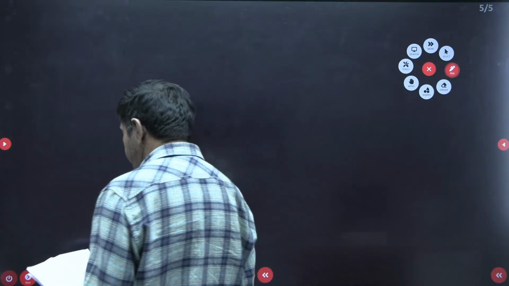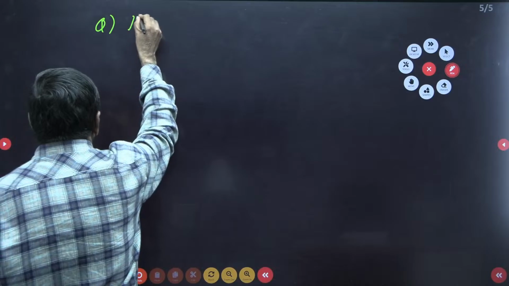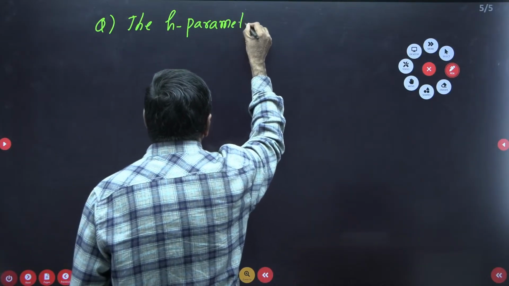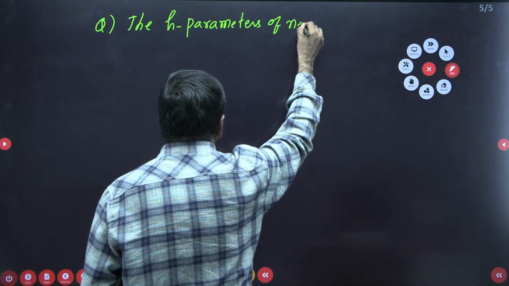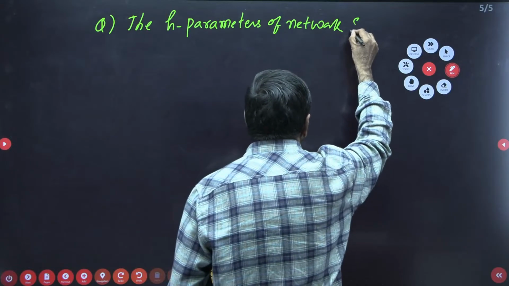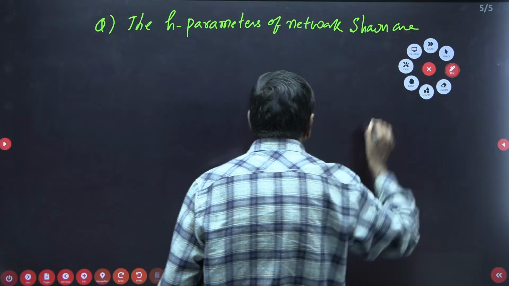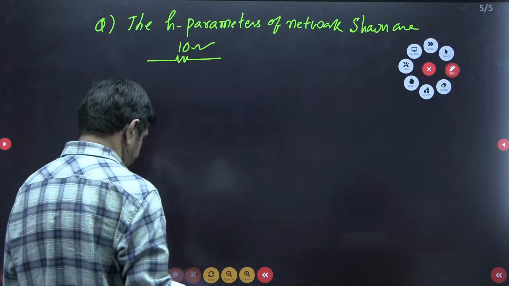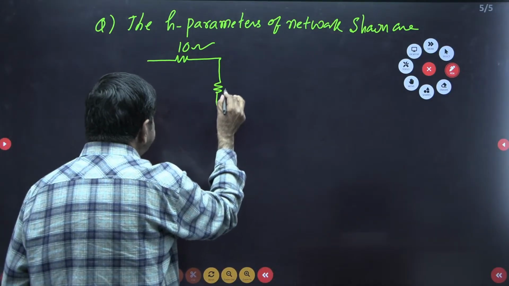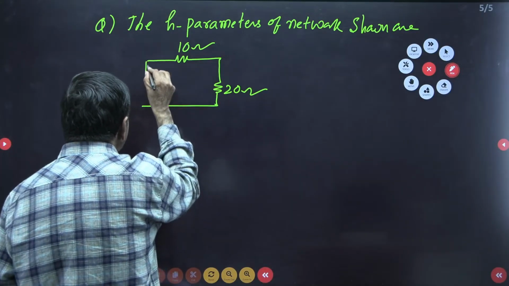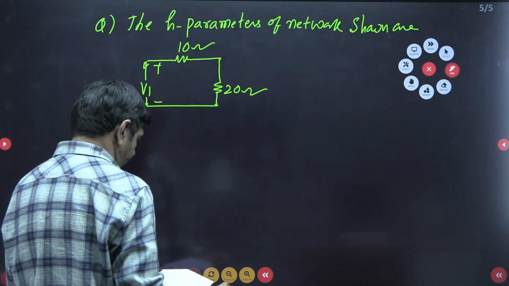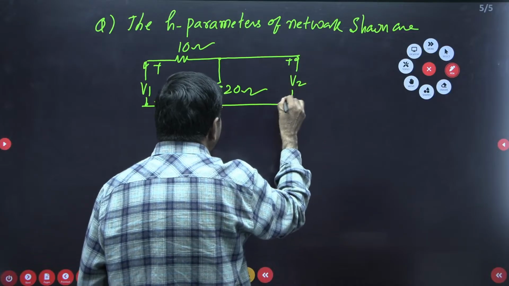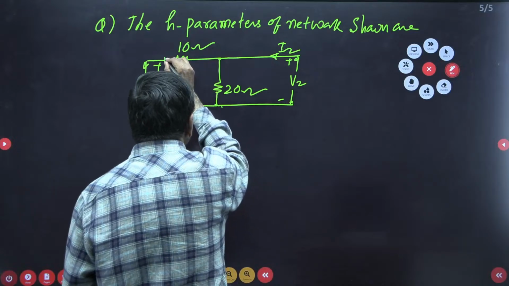Next question. The H parameters of the network shown are asked to be found. Here there is a 10 ohm resistor, and a 20 ohm resistor on this side. This voltage is given as V1, and on this side nothing is connected, the voltage is V2. This current is I2, and this current is I1.